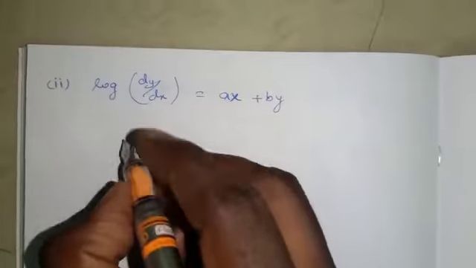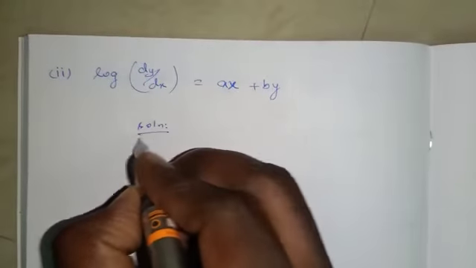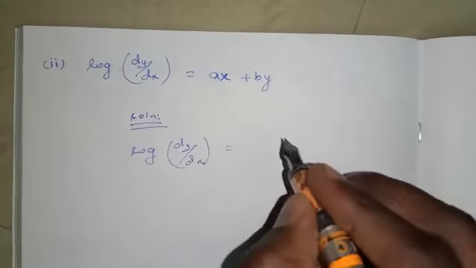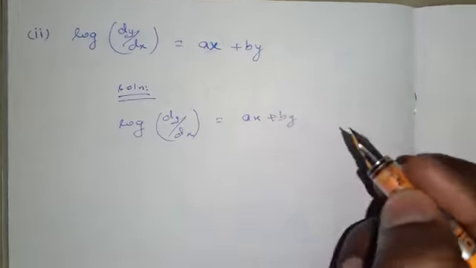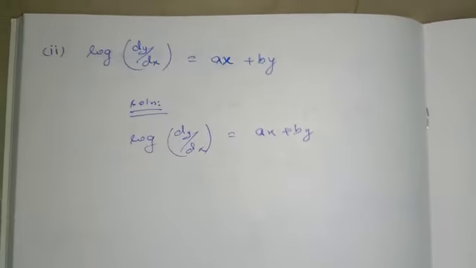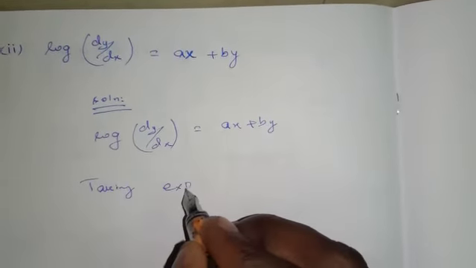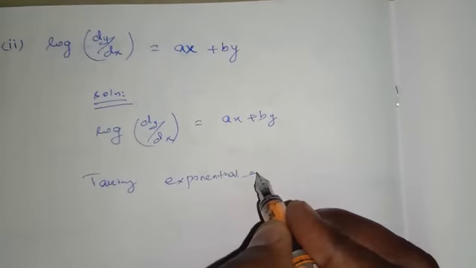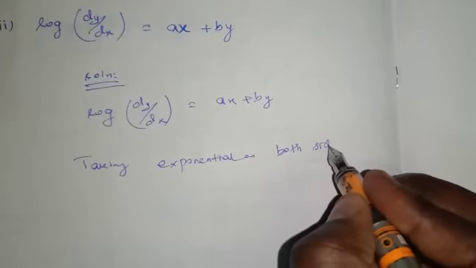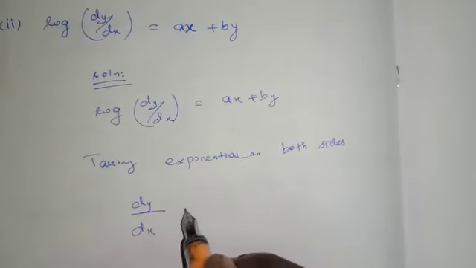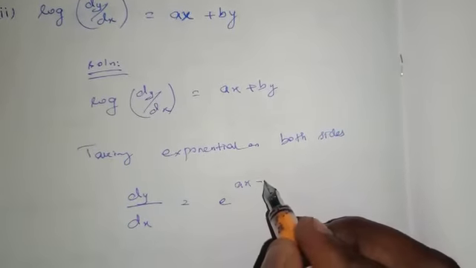Okay, so usually the second subdivision is an easy sum. Log of dy by dx is equal to ax plus by. So in this sum it is a little different. Okay, so if I'm taking exponential on both sides, on both sides, the exponential and log cancel and what remains is dy by dx equal to e power ax plus by.